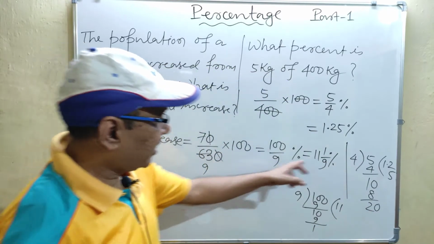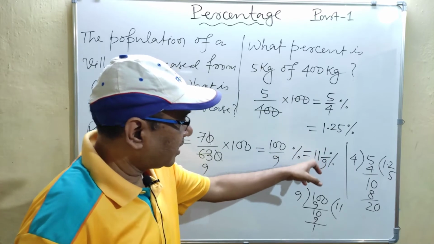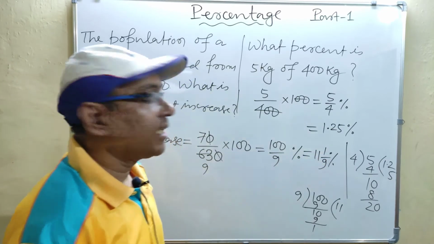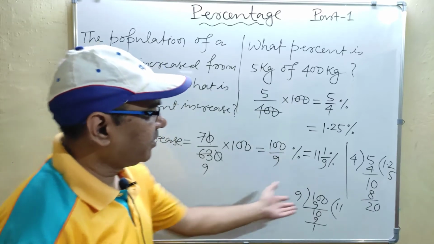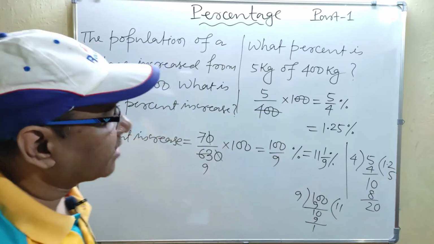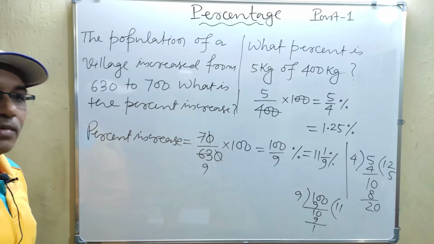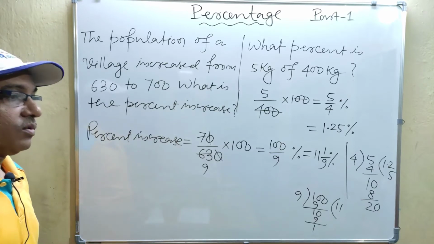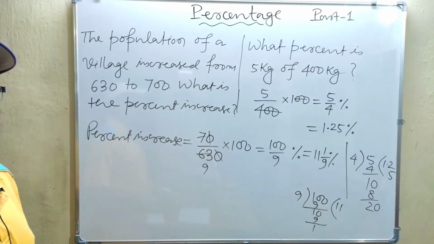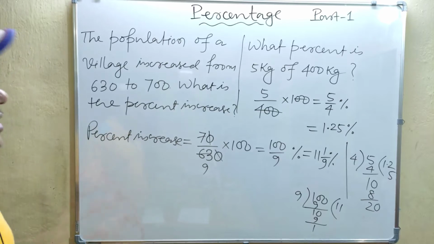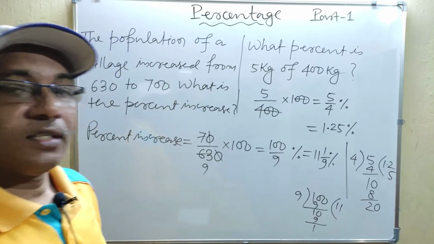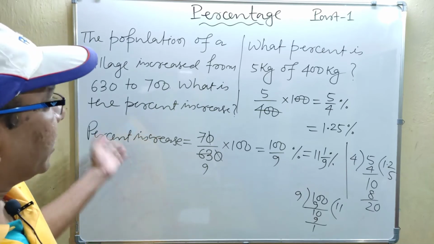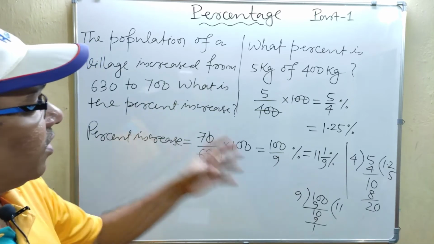This can be written as 11 1 by 9%, or simply you can write 11 by 9%, or if you divide, you want to get it in decimal, it will come 11.11 and so on. So 11.11% you can write. So in this way we can convert fraction into percent, percent into fraction. We can find some percentage value of a given thing.